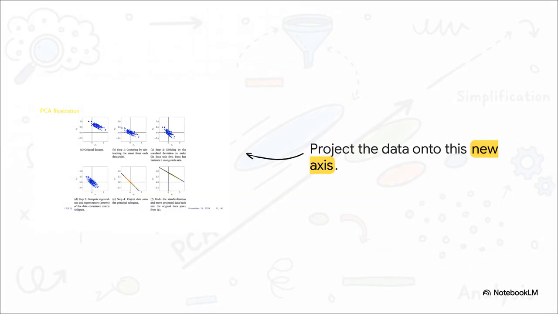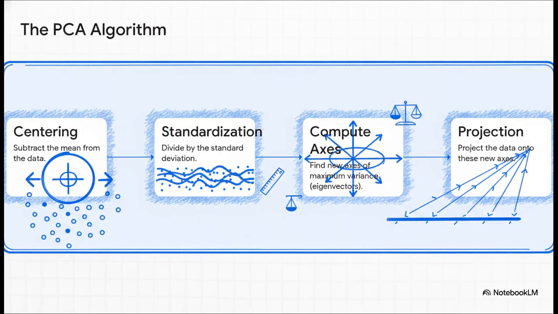So the final step is to project our data onto this new line. Just imagine that green line is a wall, and you shine a flashlight straight down from above. Every single data point would cast a shadow onto that wall. We're basically collapsing all of the information onto that one line. And just like that, we've taken a messy two-dimensional data set and reduced it to a single dimension that still holds most of the important information. Pretty cool, right?